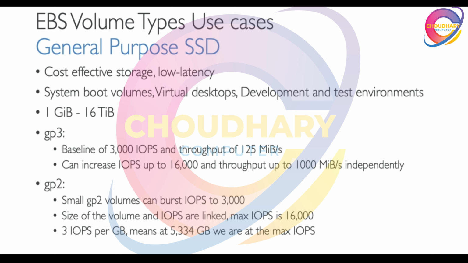So what do you remember from this slide? You remember that GP2 and GP3 are for cost-effective storage with low latency, and in GP3 you can independently set the IOPS and the throughput, whereas for GP2 they're linked together.